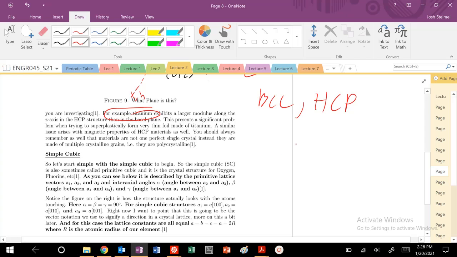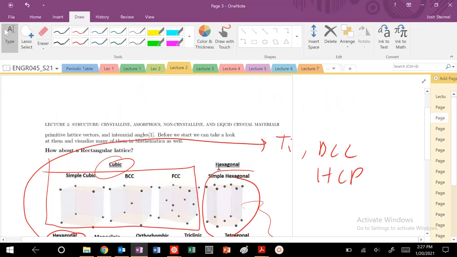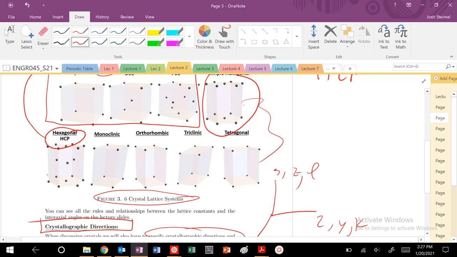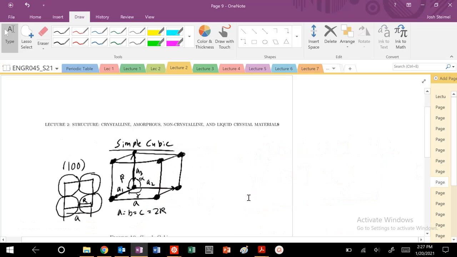But in an HCP structure, and you can look back, let's see if I can find it. Oh, I'm so good. You can see for HCP, we have this A and B axis, but the C axis, our third direction, is larger than A and B. Whereas in our cubic system, A equals B equals C. The magnitudes are the same. But anyways, let's get back to titanium.